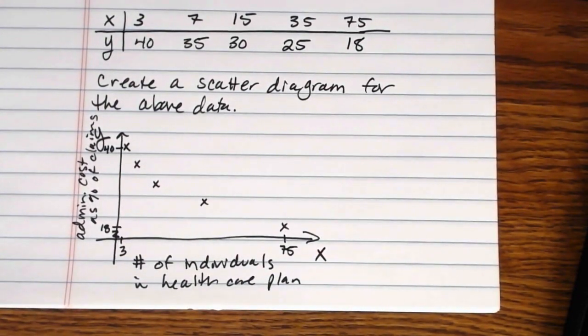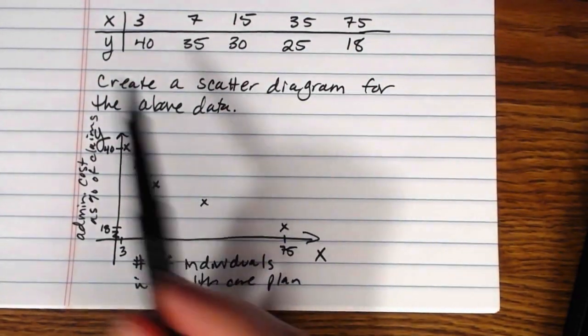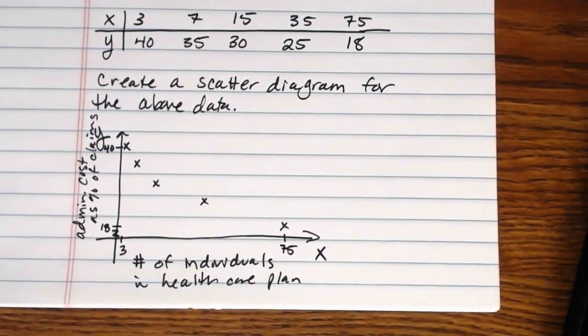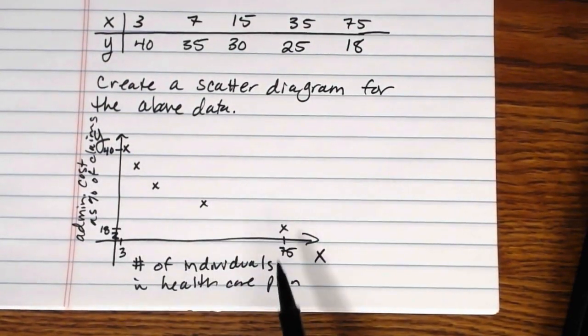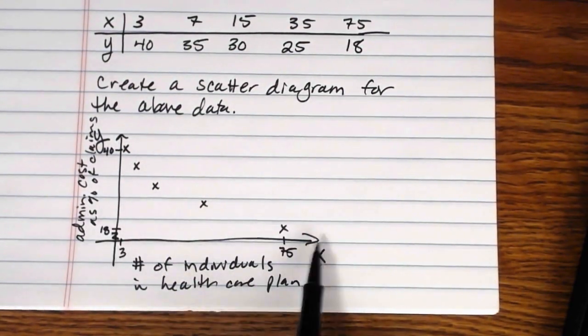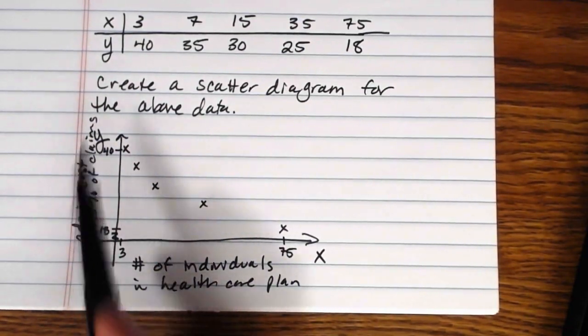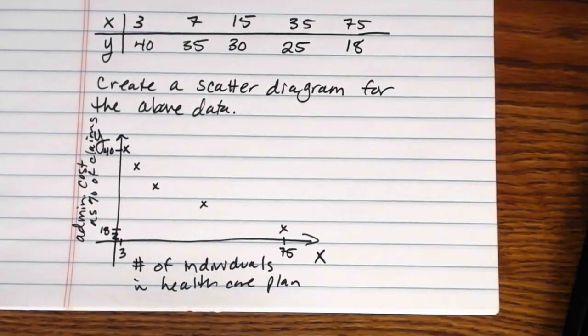And one of the things that we're interested in doing when we create a scatter diagram is we want to determine, is there a relationship between the two variables? Does it look like there's a relationship between X and Y? And what is the nature of that relationship?